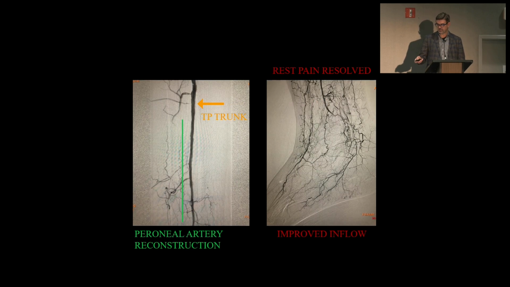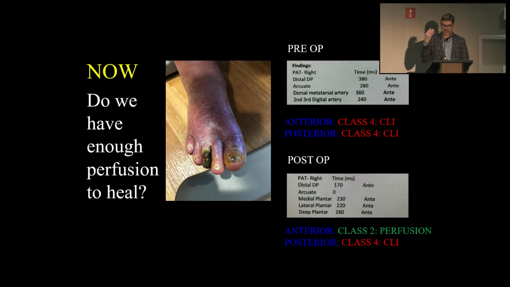And what we ended up doing was reopening that peroneal with an orbital atherectomy, and you get the picture on the right of more flow to the peroneal, maybe more flow to the collaterals. Is this going to be enough? The patient comes back, his rest pain is resolved, there's improved inflow, his rest pain is better. Does he have enough flow to heal, enough oxygen to heal?